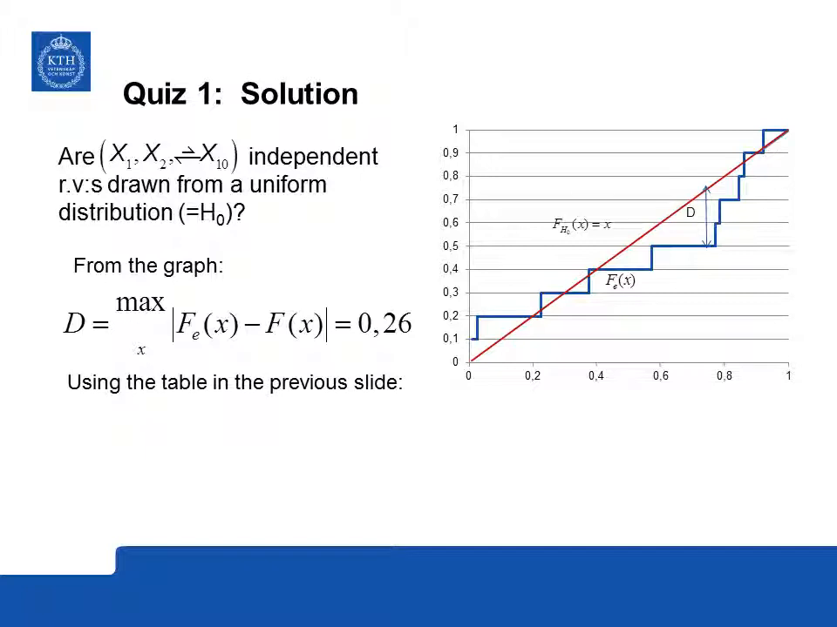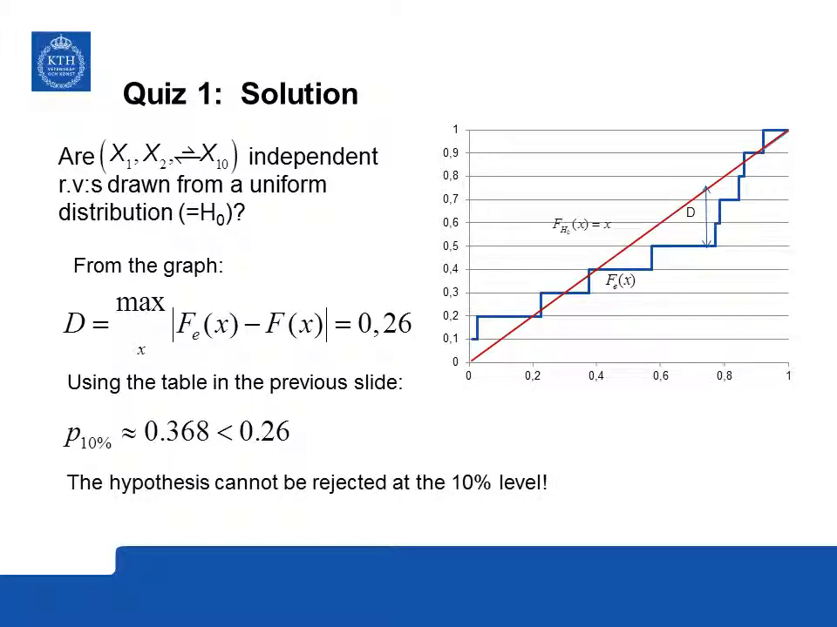of the Kolmogorov-Smirnov critical value distribution and determine whether this number 0.26 is larger than the small d value that corresponds to a 10% p-value. And looking in the table, we find this value to be 0.368, which is larger than 0.26. So our discrepancy of 0.26 is not large enough to reject the hypothesis at the 10% level.